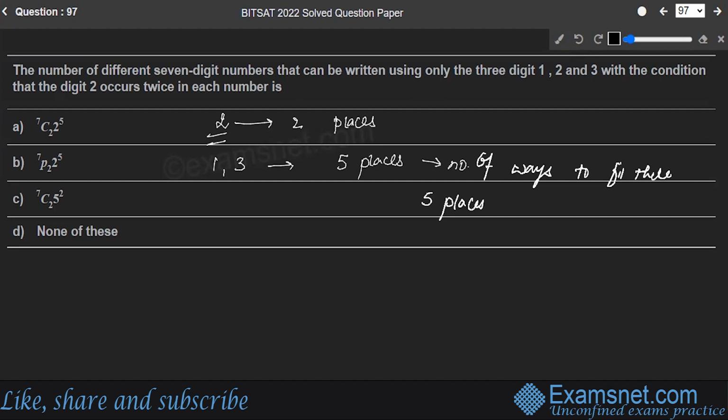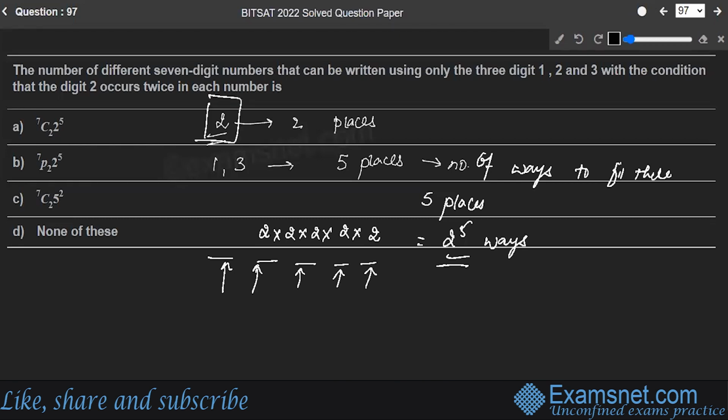This will be given by 2 into 2 into 2 into 2 into 2. So 5 places, and 2 digits are there. This can be filled up in 2 ways, 2 ways, 2 and 2 and 2. This is going to give me 2 raised to power 5 ways.